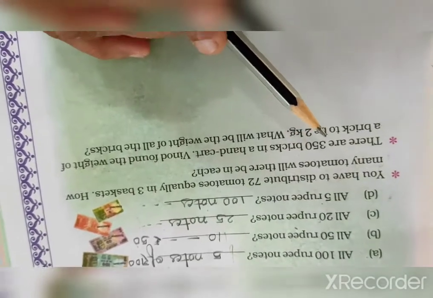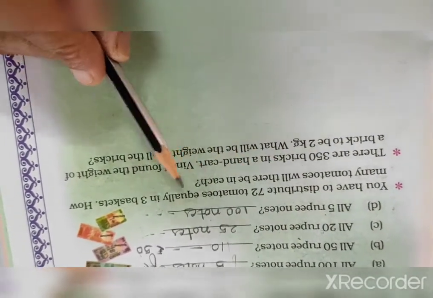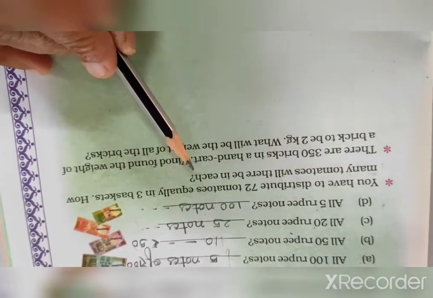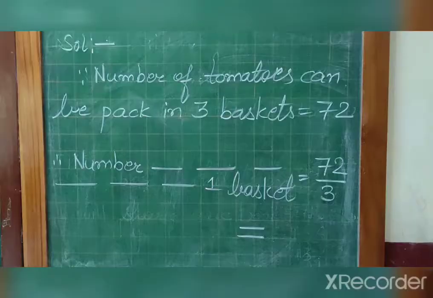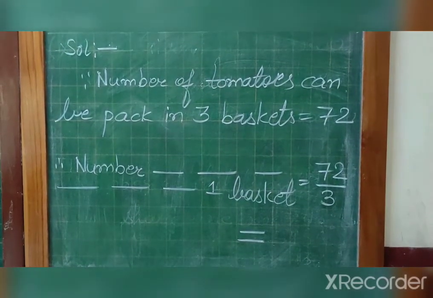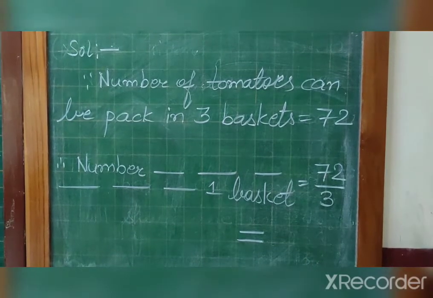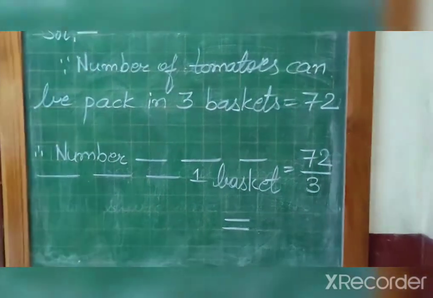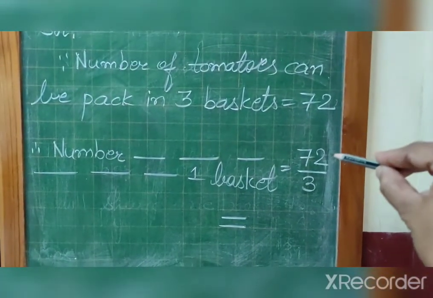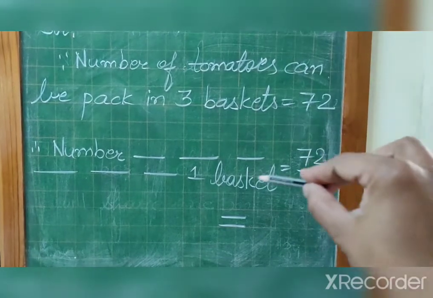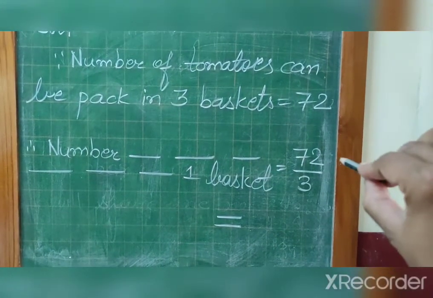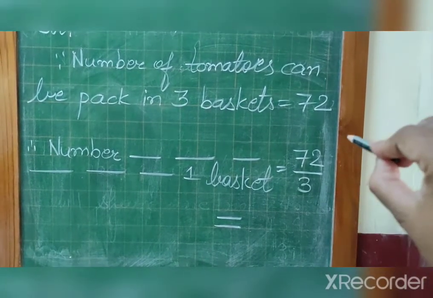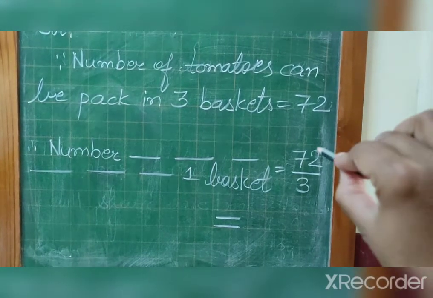Okay, now next question. You have to distribute 72 tomatoes equally in 3 baskets. How many tomatoes will there be in each basket? Let us start. Now see here, the number of tomatoes that can be picked in 3 baskets is equal to 72. So the number of tomatoes that can be picked in 1 basket is equal to, this number is always taken in the numerator, this you will take in the denominator, 1 is in the numerator. So we can neglect the 1. And if you want to write the multiply sign and 1, you will write 72 ones are 72. Again you will get the same thing.